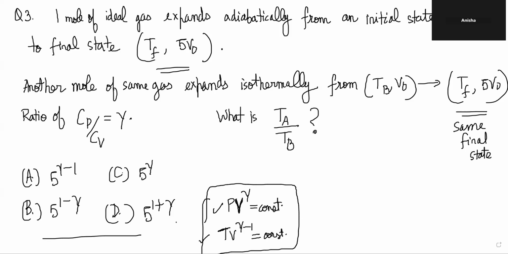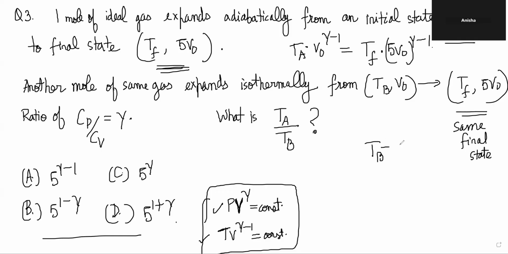So which one will we apply here? TV to the power gamma minus 1. We can say TA V naught to the power gamma minus 1 is equal to TF 5 V naught to the power gamma minus 1, right? And TB is equal to TF. So directly we'll put TB here. So TA by TB is going to come out as 5 to the power gamma minus 1, because this will cancel. So the answer is simply this, and this takes less than 1 minute.